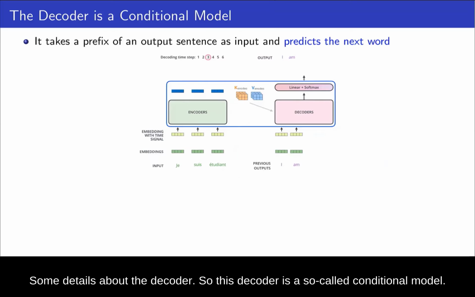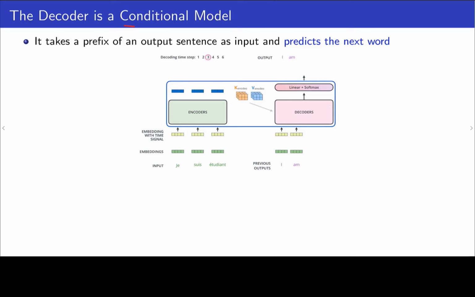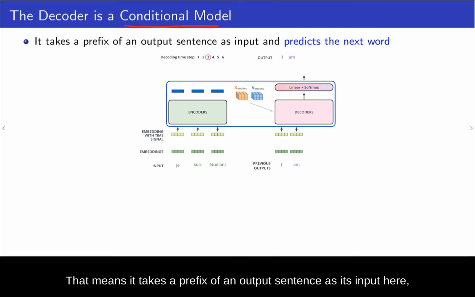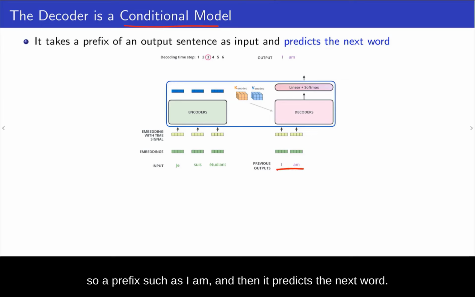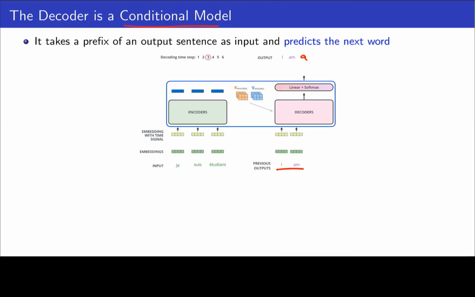Some details about the decoder. So this decoder is a so-called conditional model. That means it takes a prefix of an output sentence as its input here. So a prefix such as "I am", and then it predicts the next word. So it would predict, hopefully, "a", and then "student".